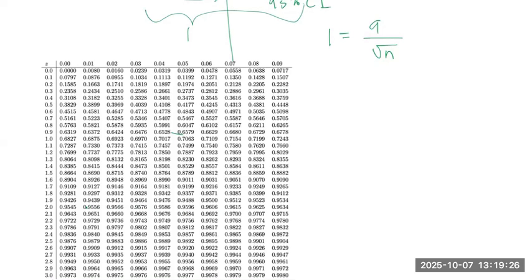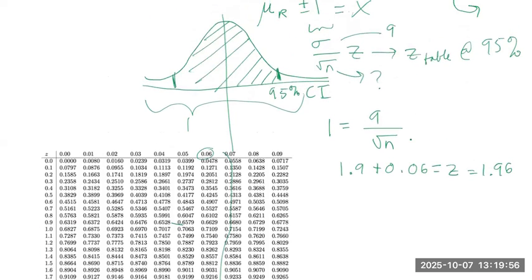That value will actually be exactly 0.95, which is at a value of, okay, first we have 1.9, and then over here we have 0.06. So 1.9 plus 0.06 is equal to z. So our z-score is equal to 1.96. So here we plug in 1.96, and now we solve for n.